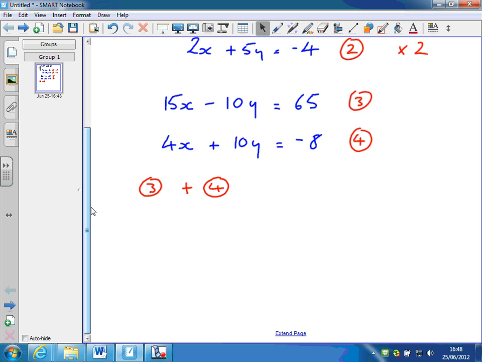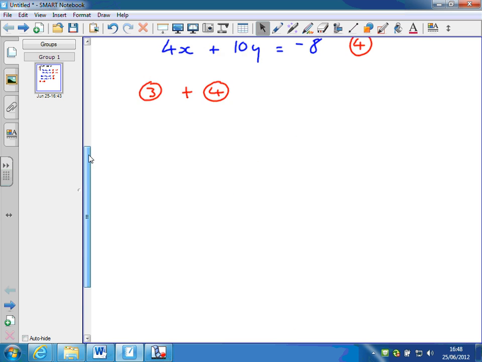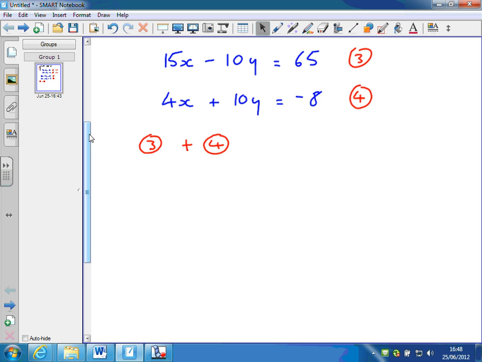Okay, so carrying on. So adding equation 3 to equation 4, I get 15 plus 4 is 19x, minus 10y plus 10y is 0, which is the whole point of doing it. 65 plus minus 8 is 57.